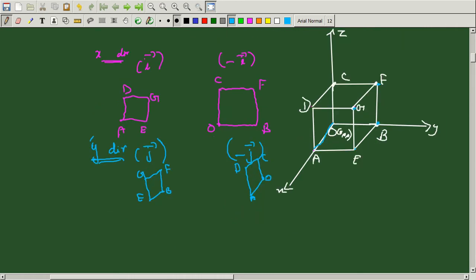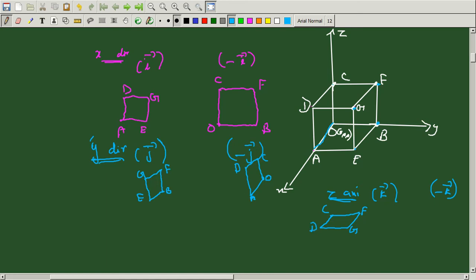Next, we are going to consider the k direction, which means the z-axis. For the z-axis, there are the k direction and the minus k direction. For the k direction, you have to start from the z-axis point, C. Okay, C, F. Just look at the diagram and you will understand. C, F, G, D. So this is the k direction.